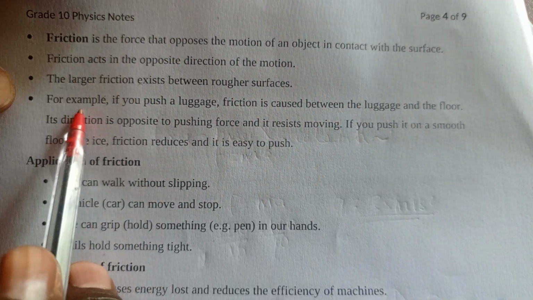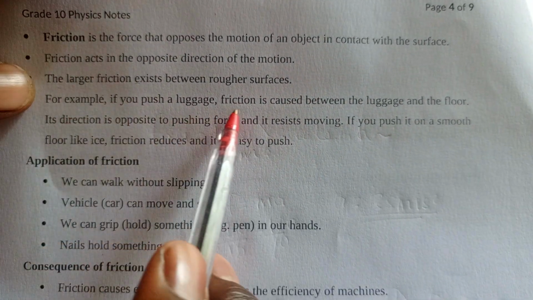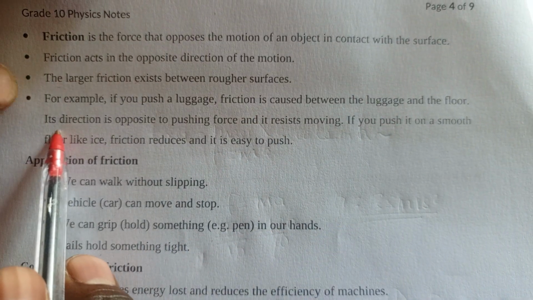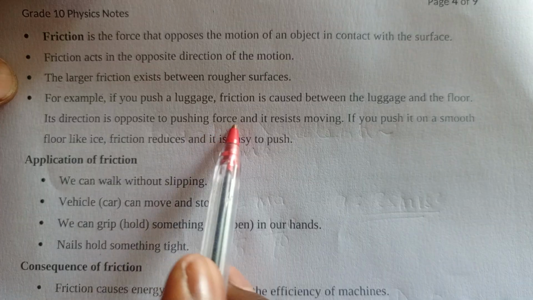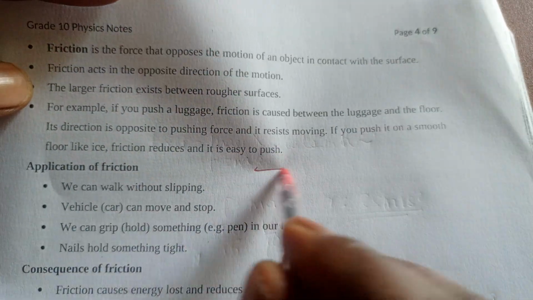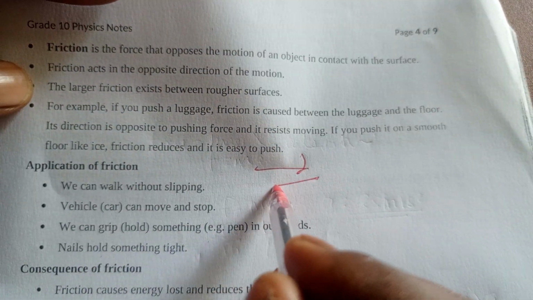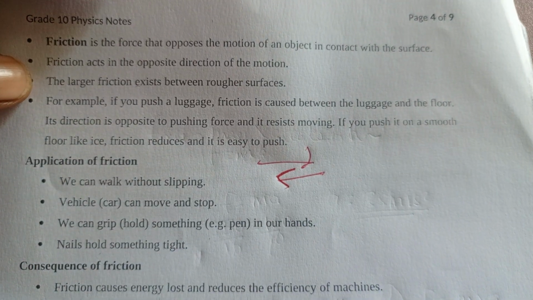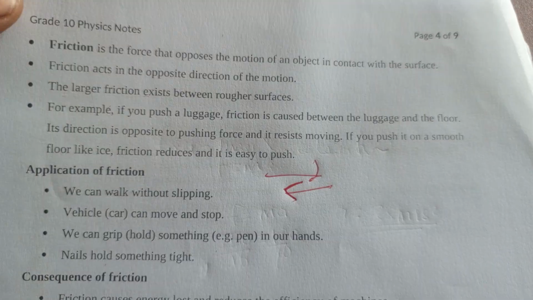For example, if you push a luggage, friction is caused between the luggage and the floor. Its direction is opposite to the pushing force. So if the object is going in this direction, the friction force goes in the opposite direction like this. This is how you're supposed to understand this part here.